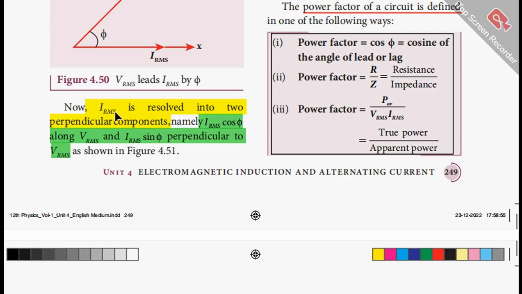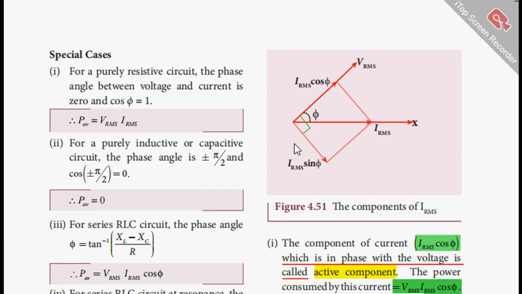Now IRMS is resolved into two perpendicular components, namely IRMS cos phi along VRMS and IRMS sin phi, which is perpendicular to VRMS, as shown in this figure 4.51. Here you can see that this IRMS is taken along the x-axis and this VRMS is making a phase angle of phi. So this IRMS is resolved into two components.